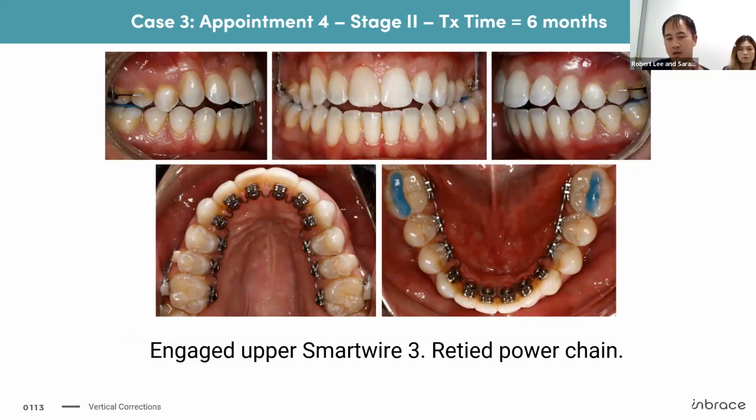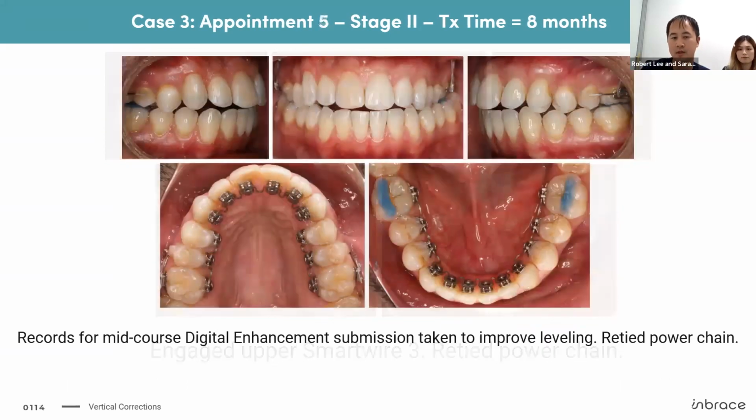I was trying to get a little bit more expansion as well as a little bit more torque control by having a full-size wire in. And we continue retying the power chain. At this point, at 8 months in, I'm seeing that there are some detailing things I could start working on.